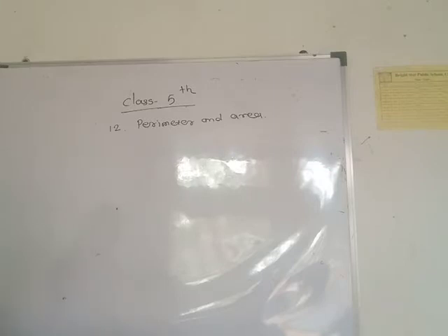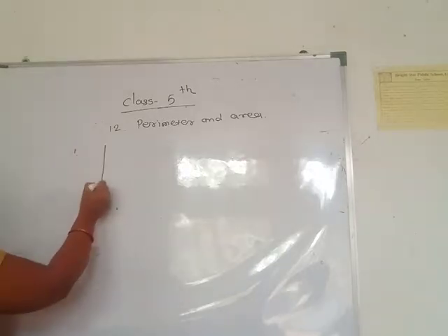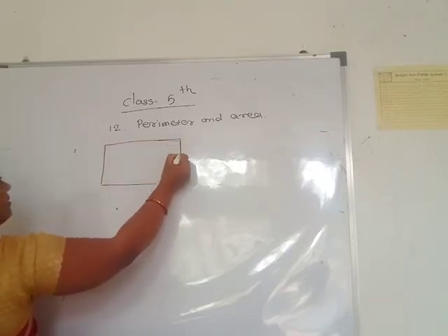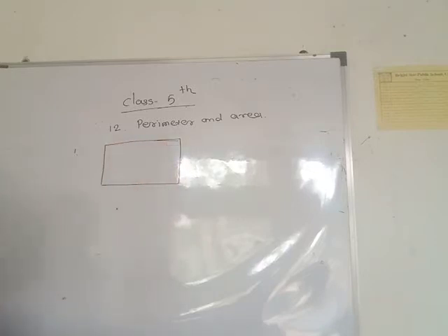Perimeter: closed figures have a perimeter. You know that the sum of the lengths of all the sides of a figure is called its perimeter. Then see here, the first one, a figure is given, and you find the perimeter of this figure.